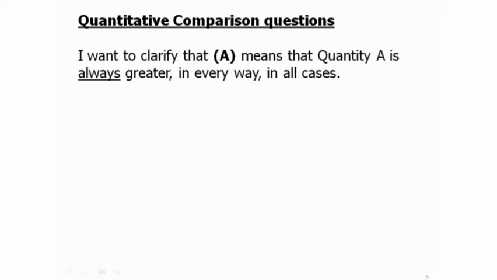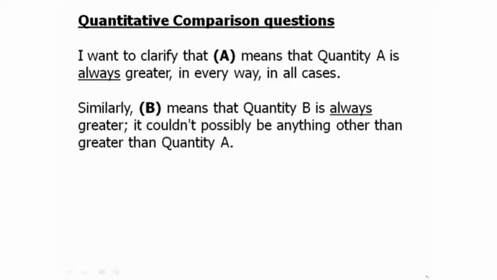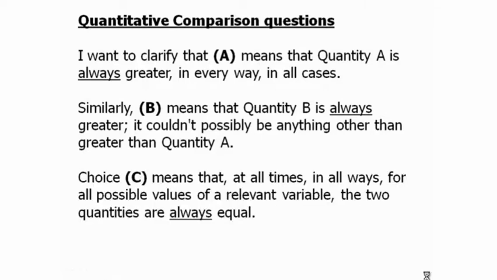And I want to clarify that A means that quantity A is always greater in every way in all cases. Similarly, B means that quantity B is always greater, couldn't possibly be anything other than greater than quantity A. C means that at all times and all ways, for all possible values of a relevant variable, the two quantities are always equal. In other words, A, B, and C implicitly have the word always in them.